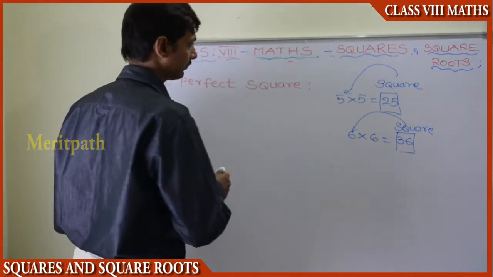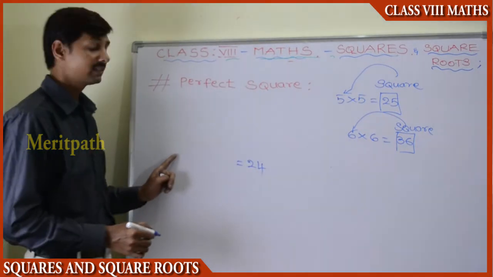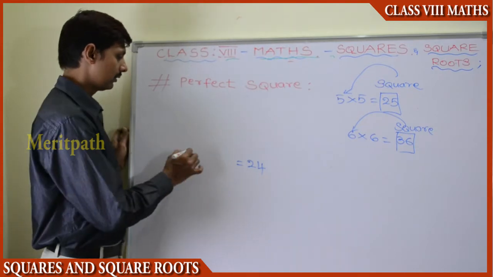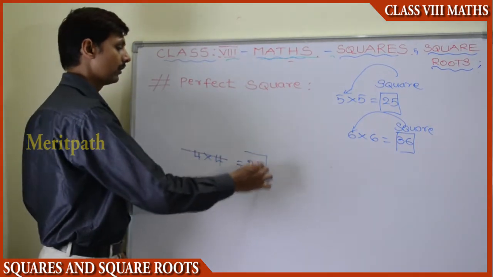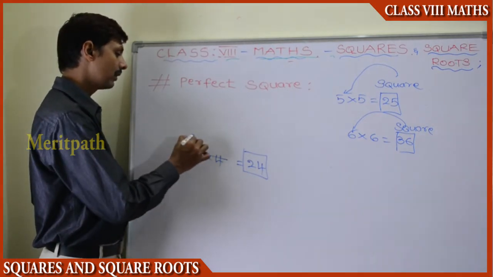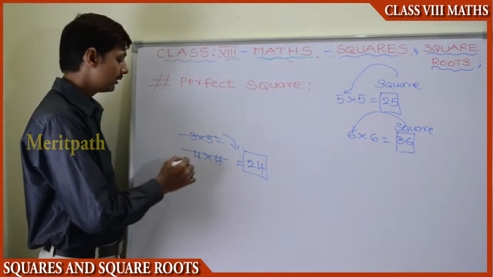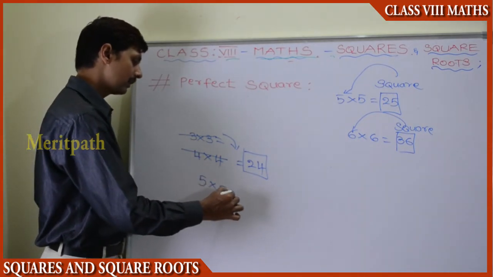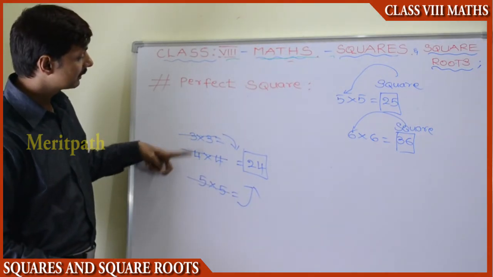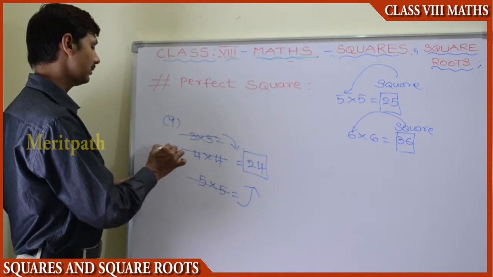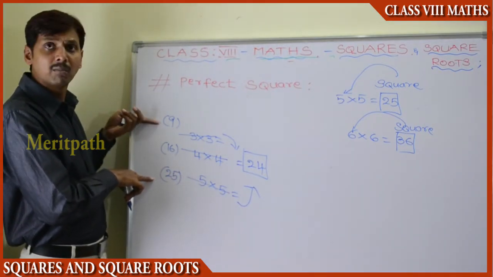Let's take any other number, for example, 24. Let's try to multiply the same two numbers to get 24. Let's take 4 into 4, and 4 into 4 is 16, not equal to 24. Let's take 3 into 3, which is 9, it's not equal to 24. Let's take the next number, 5 into 5 is 25, it is also not equal to 24. Now what we understood is that 24 is between 16 and 25, and if we take the lower numbers also, they are not equal.